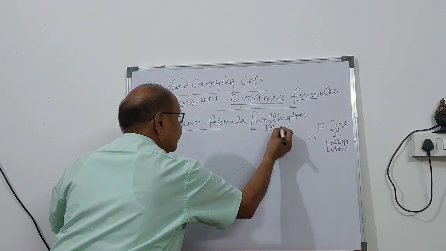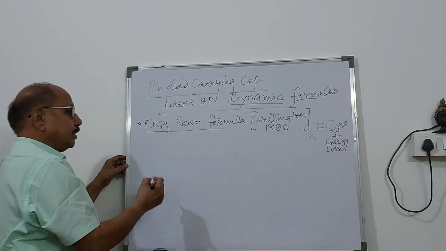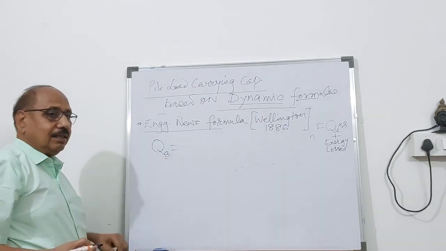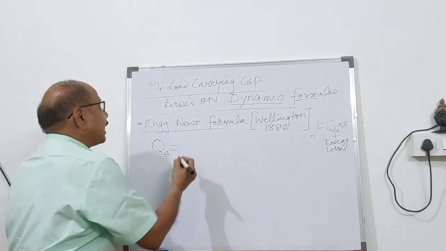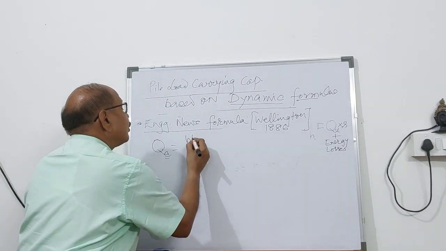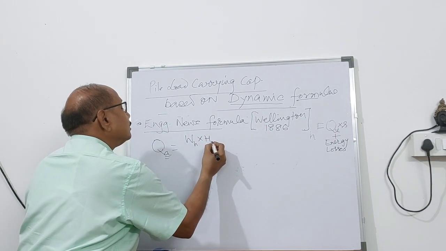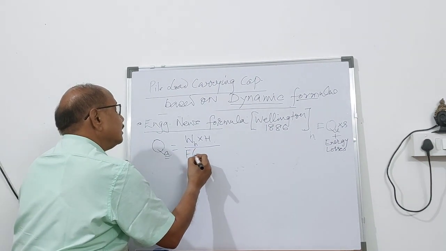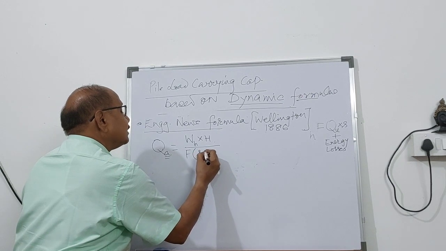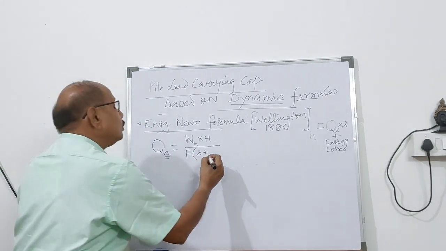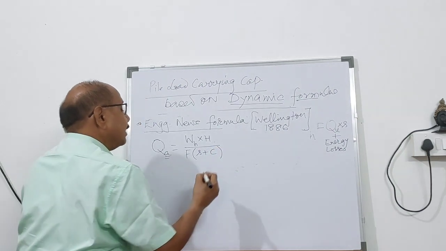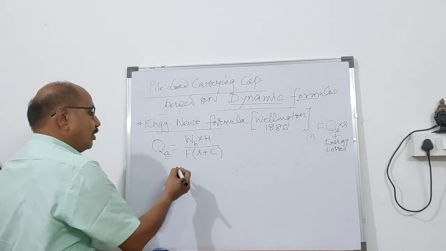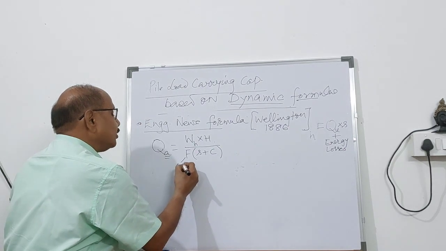Way back in 1886, he gave that the allowable load carrying capacity Q_A of a pile can be given as the weight of the hammer into height of fall of the hammer, divided by a factor of safety into the set per blow plus an elastic compression, capital C, where the factor of safety here is 6.0.